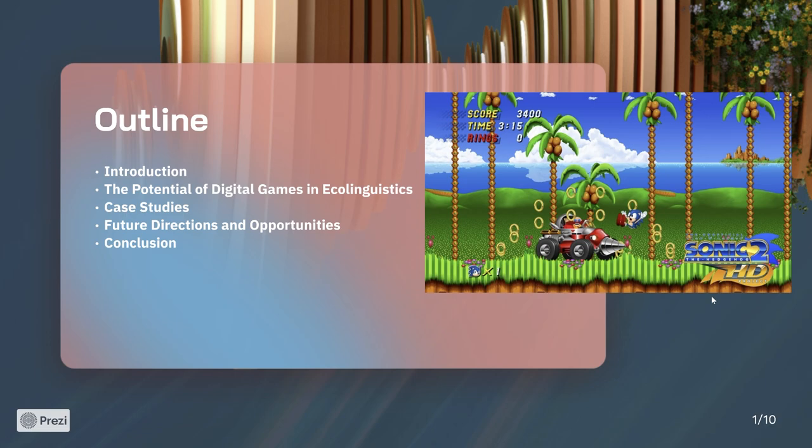Let me just full screen first. Okay, great. So the outline of this presentation is the introduction, then potential digital games in ecolinguistics, two case studies, plus the future directions and opportunities, then conclusion. There are only 10 slides, by the way, so this is going to be really quick.